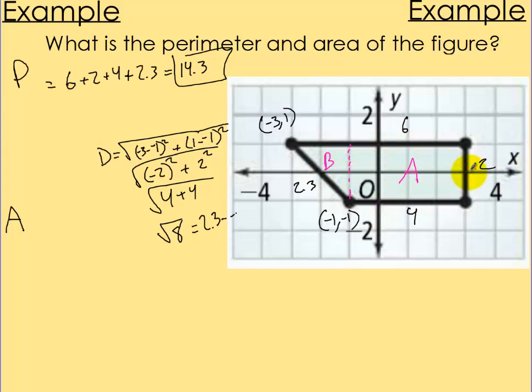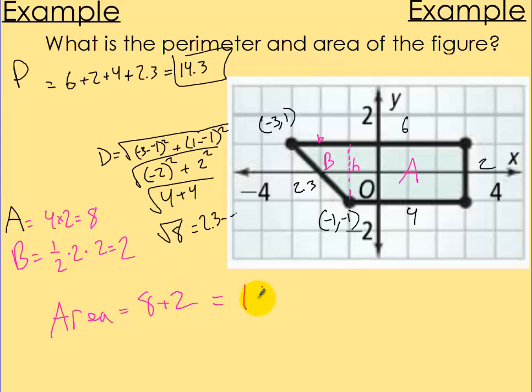Part A, this is a rectangle. It's length times width. So part A for the area is going to be 4 times 2, which is going to be 8. So for part B of the area, it's 1/2 times the base times height. We'll call this side the base, call this side the height. The base is going to be 2 units, and the height's also 2 units. So my area of that is going to be 2 blocks. So the total area is going to be 8 plus 2, which is going to be 10 units.